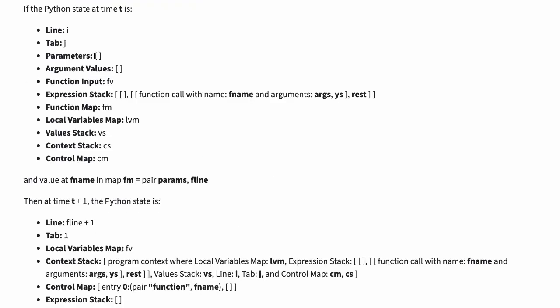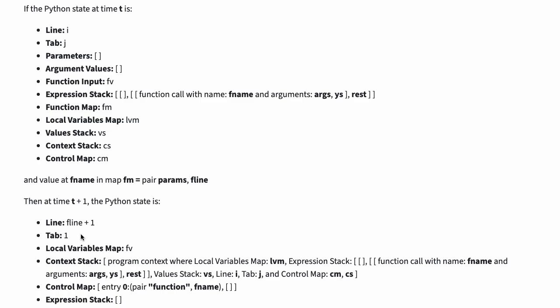Finally, if the parameter stack is empty at time t, and the expression stack contains an empty element followed by the function call with name fname, the function map is fm, and the value at fname in the map fm is the pair params and fline, then at time t plus 1, Python is going to bundle the local variables map, the expression stack, the value stack, line, tab, and the control map, and push it to the context stack.